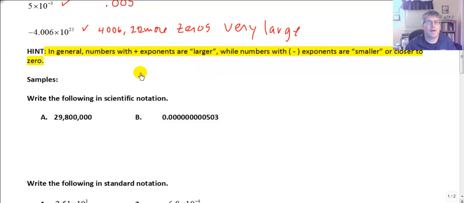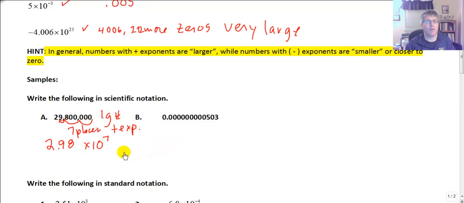Well, let's work on some samples in scientific notation. Let's take this number, 29,800,000, and rewrite that in scientific notation. Well, that's a large number, so I'm going to have a positive exponent on that. And I'm going to move my decimal place 3, 6, 7 places. So I'm going to move that 7 places. So that would really be 2.98 times 10 to the 7th power.